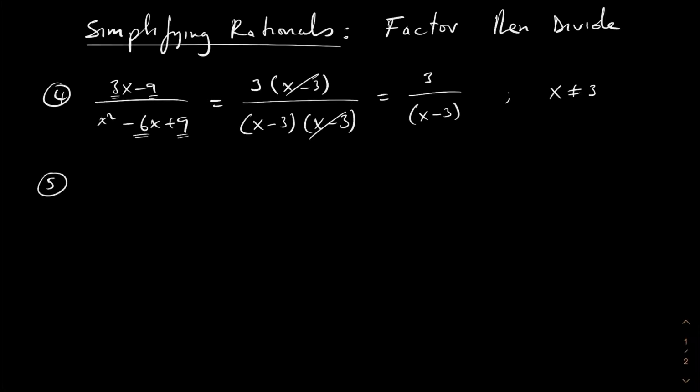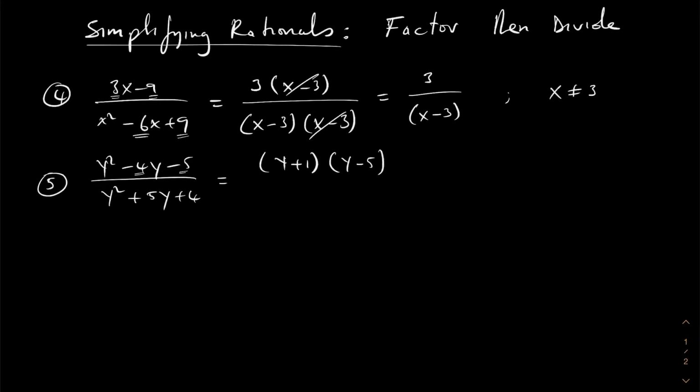Next example, let's look at y squared minus 4y minus 5 divided by y squared plus 5y plus 4. And so the first one here, the numerator, you're looking for 2 numbers that would add up to negative 4 and multiply to negative 5. And that's going to be 1 and negative 5. And so this could be written as y plus 1 multiplied by y minus 5.